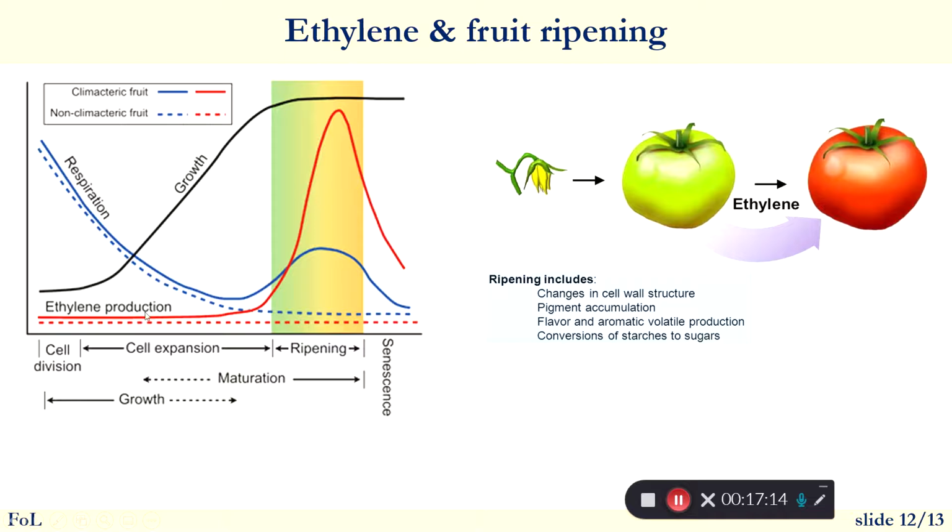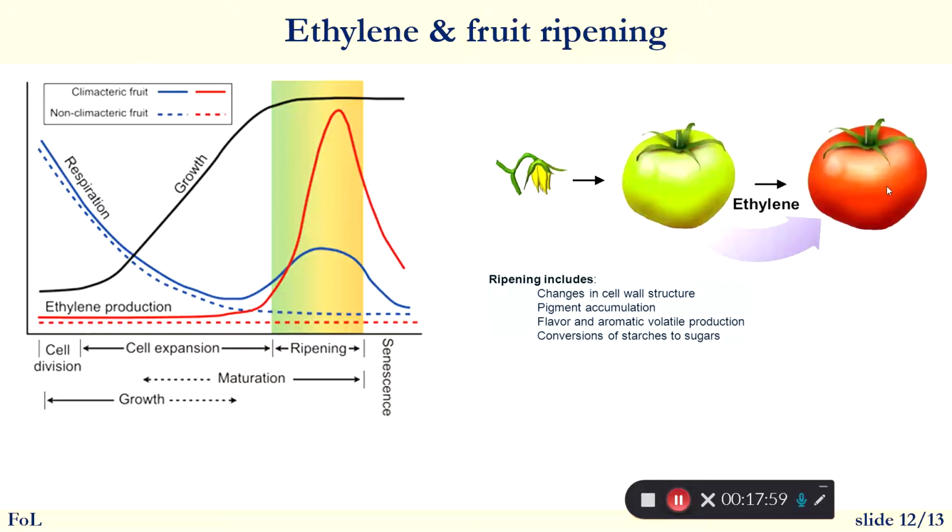Ethylene is a signaling molecule that signals ripening. And so you can add ethylene, you can expose some of these plants like tomatoes to ethylene and cause ripening to occur. And there's a lot of processes that happen there. There's changes in cell wall structure. There's more and more pigment, which is why you start to see this red color that signals to the seed dispersers that the plant is ready to be eaten. It's sweet. You also have these sweet flavor and aromatic volatiles and conversion of starches into sugars.